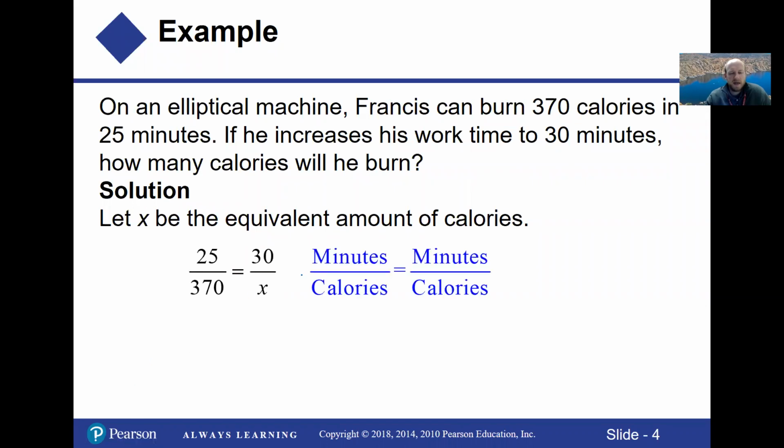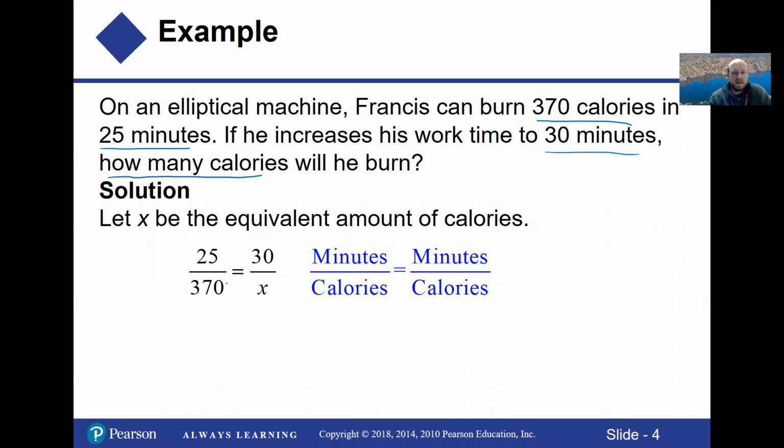When I do that, I have to make sure that each ratio is talking about the same thing: minutes over calories equals minutes over calories. There are different ways to set it up, and I'll go through that in a second, but there are also incorrect ways to set it up. We have 370 calories in 25 minutes, that's a ratio. We set it equal to the other ratio, 30 minutes and then how many calories. You just have to be careful of what you're putting across from each other, and on the top and the bottom. So let's solve this first.